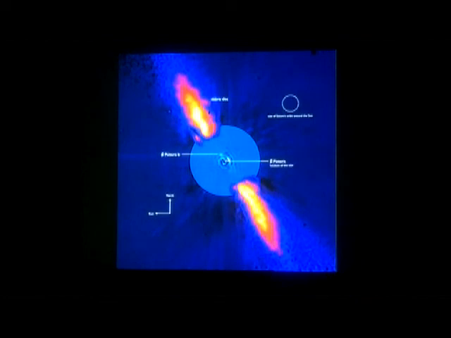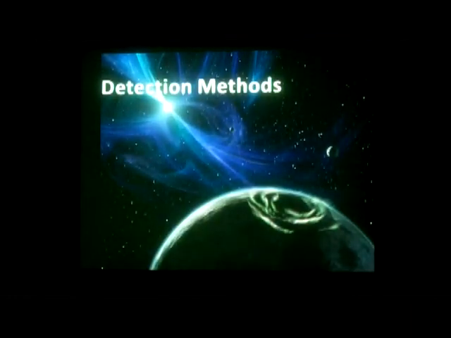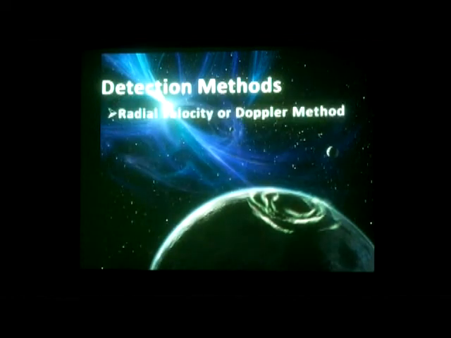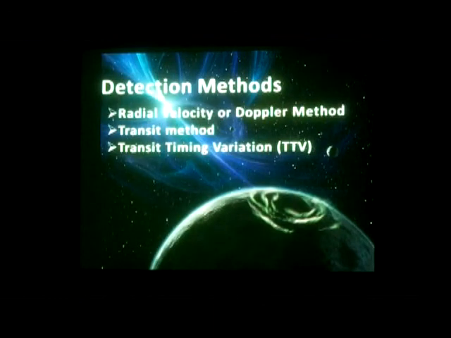So if we can't look through a telescope and see them directly, then how do we actually find these planets that are out there? The following are indirect methods that have proven very useful in detecting exoplanets. So here are our detection methods. Radial velocity, or Doppler method. There's also the transit method. There's the transit timing variation.